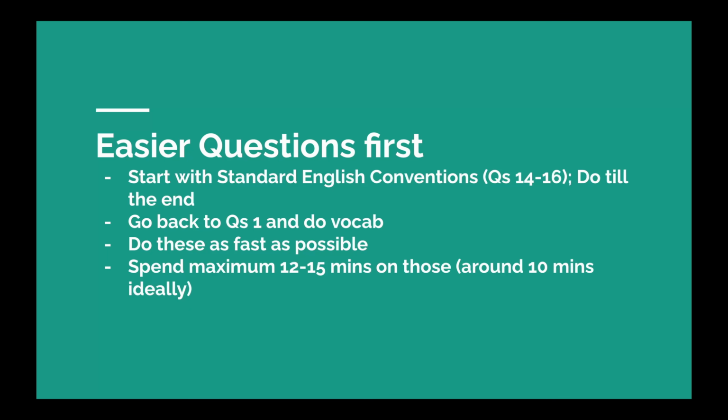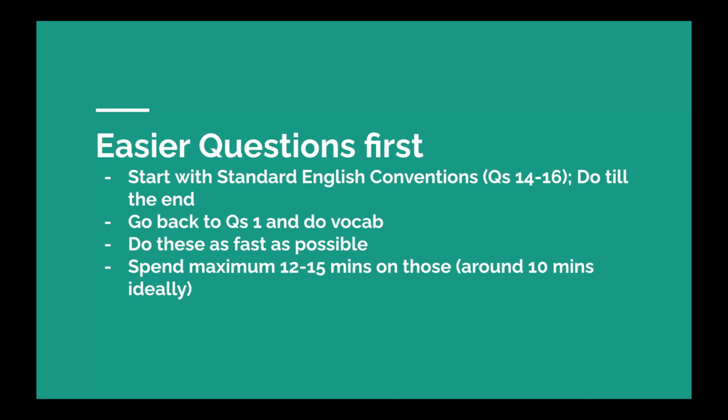As soon as your test starts, you'll see that Bluebook module 1 page, and you'll be on question 1. The first thing I want you to do is directly skip to standard English conventions. They're going to be somewhere between question 14 and 16, somewhere in the middle of the module. So, skip to standard English conventions and do them until the end. When you finish question 27, you go back to question 1 and do vocab. And for these questions, you must do them as fast as possible.